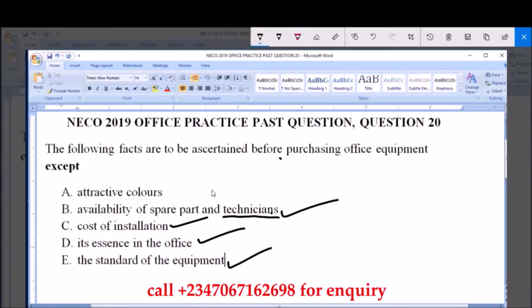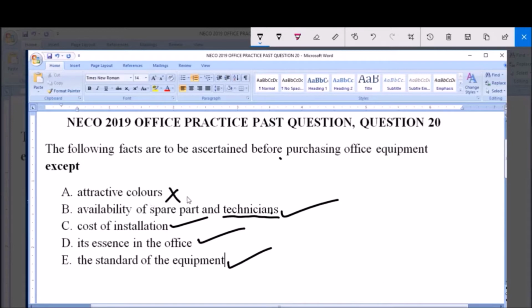A here now says attractive colors. Attractive color is not actually a fact to be ascertained. That is, it is not really important to check the colors before purchasing any office equipment, because the color does not add any value to the equipment. So therefore, the answer to this question is option A. It is not a fact to be ascertained, and that is the answer.